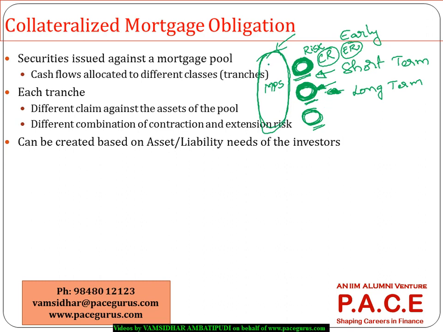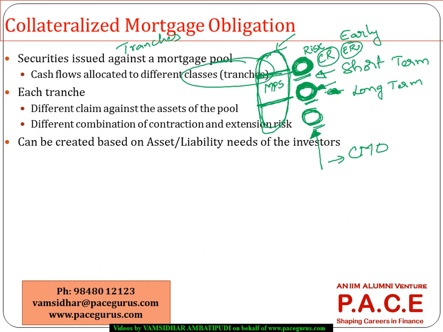So if I can repackage these entire cash flows into a different set of securities, each with a different risk level or different combination of the contraction risk as well as the extension risk, and create multiple classes of securities, these classes of securities are what are called tranches. This particular application, wherein I am creating multiple securities out of the underlying cash flows, is called collateralized mortgage obligations.